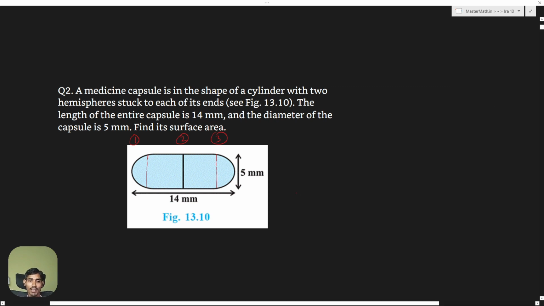So one, two, three, and here we need to find the surface area. So surface area means CSA for the first one, CSA of hemisphere, right? For the third one also the same. For the second one, what do we need? The curved surface area. Same, CSA of cylinder.